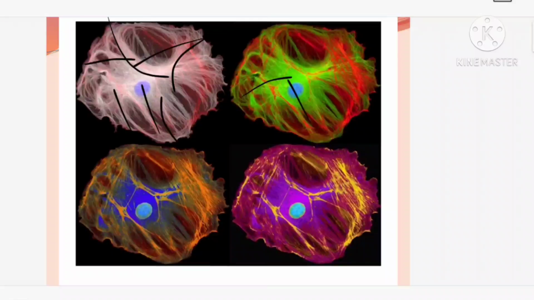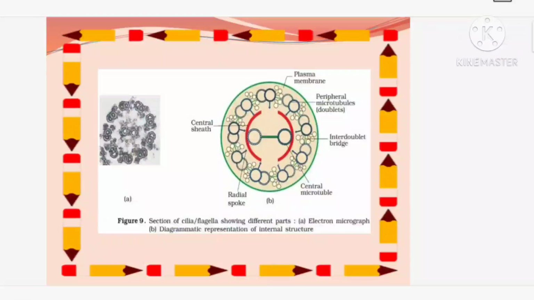Here we are going to discuss two filaments. One is the cilia and the flagella, and another one is the centrosome. So two organelles, two parts we are going to discuss. First we are going to discuss the structure of cilia and flagella, followed by the structure of the centrosome. Now you can find this is a section of cilia and flagella.